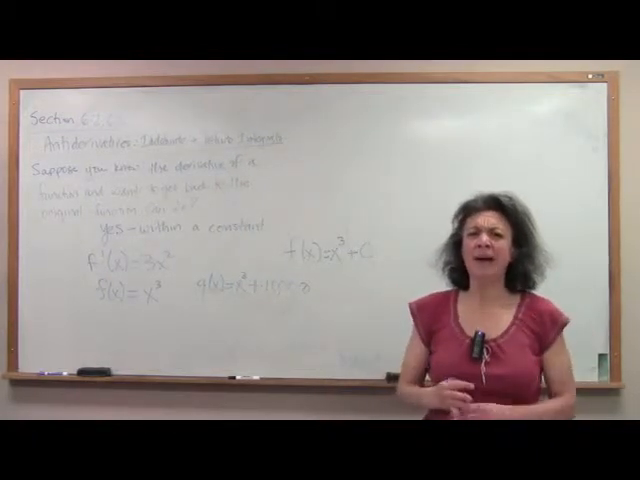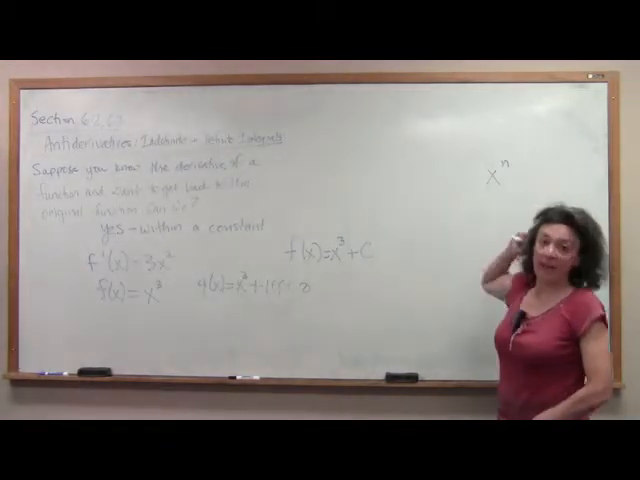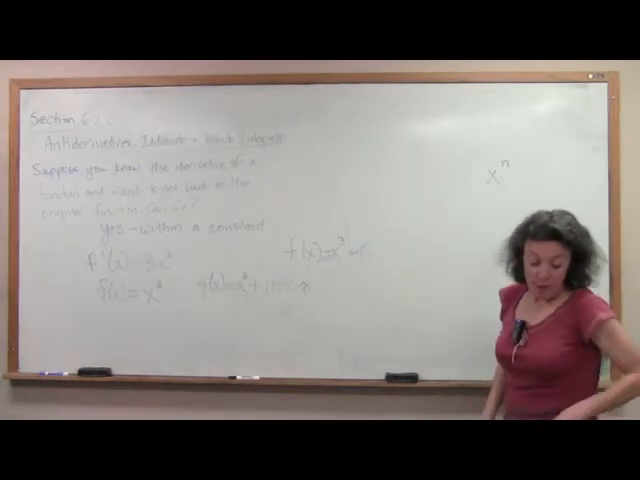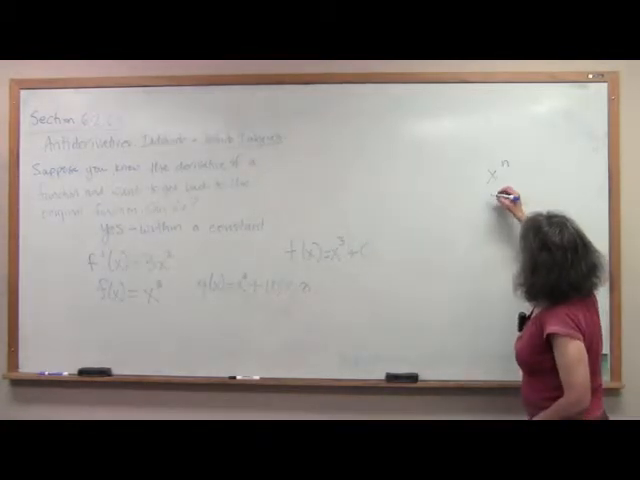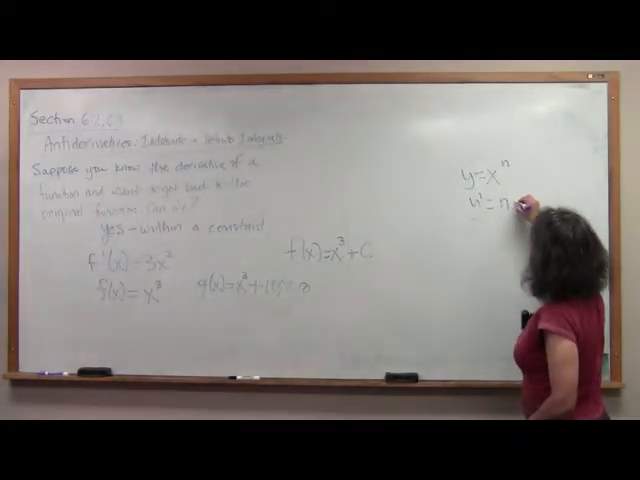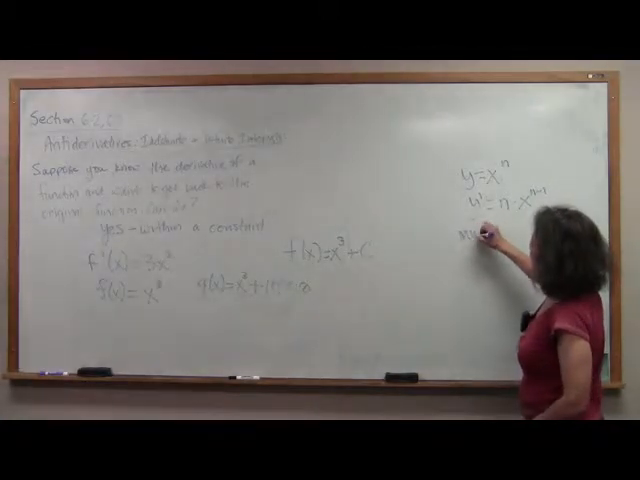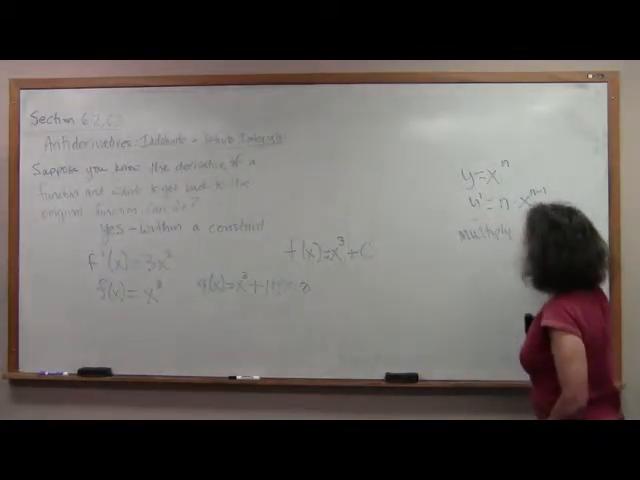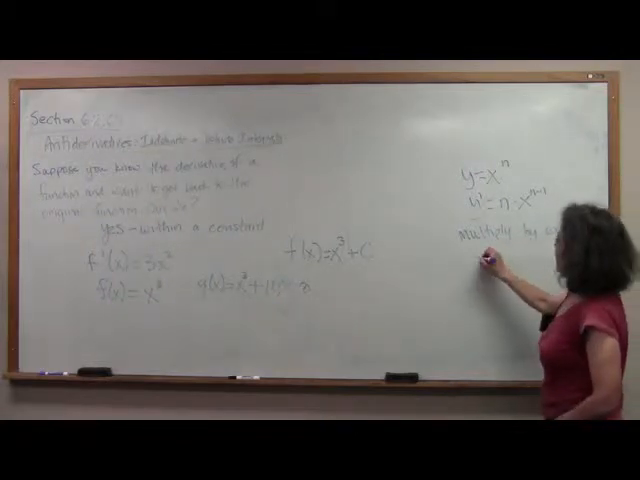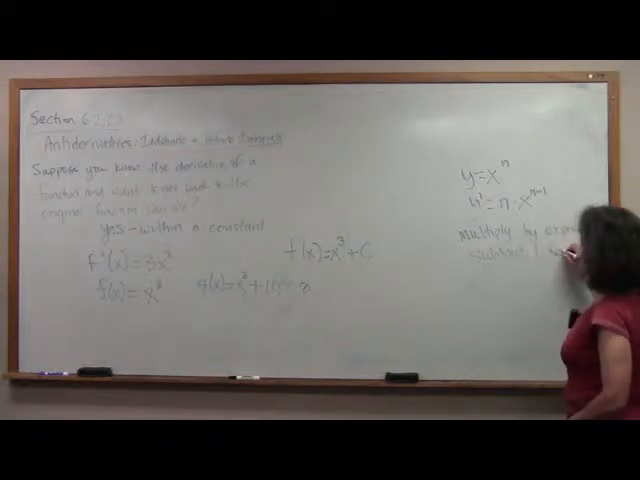Well, let's think back to our power rule. Back when we had a function x to the n, how did we take our derivative? Well, if this is y, then y prime is n x to the n minus 1. So you'll recall that what we did is we multiply by the exponent, and then we subtract 1 from the exponent.